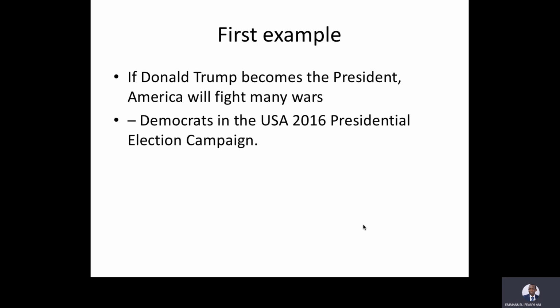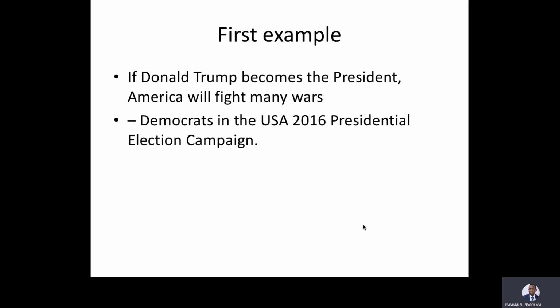So they were capitalizing on the fact that Donald Trump is very blunt with his words, doesn't mince words, and sometimes he talks tough, and he has a rather abrasive manner. But it's a slippery slope to assume that that will ultimately lead to many wars.